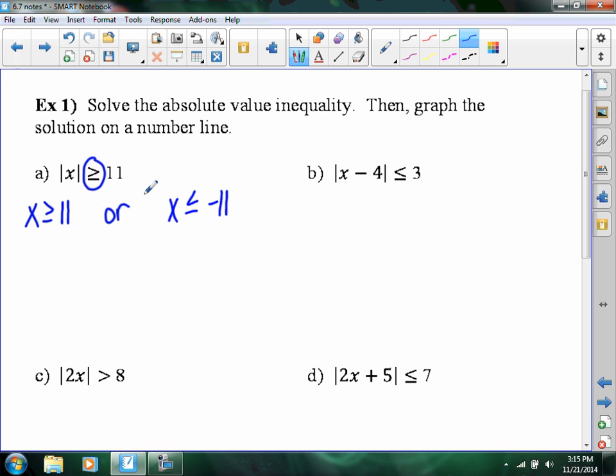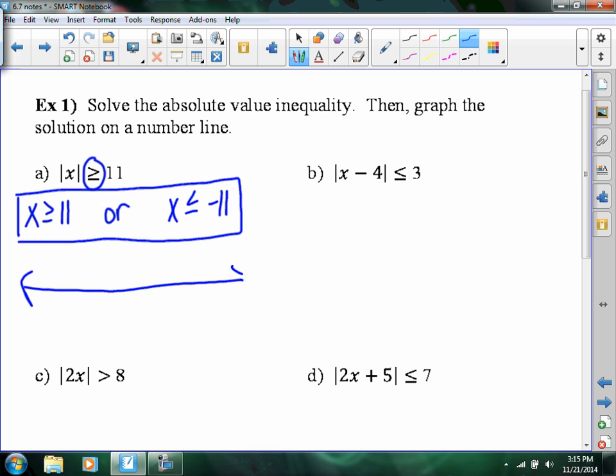Now this is all I have to do for this one. I just have to write the compound inequality because I don't have to isolate the x. It's already by itself. So this is my answer for part A. But I do have to graph it. So I'm going to have negative 11, and then 0, then 11.